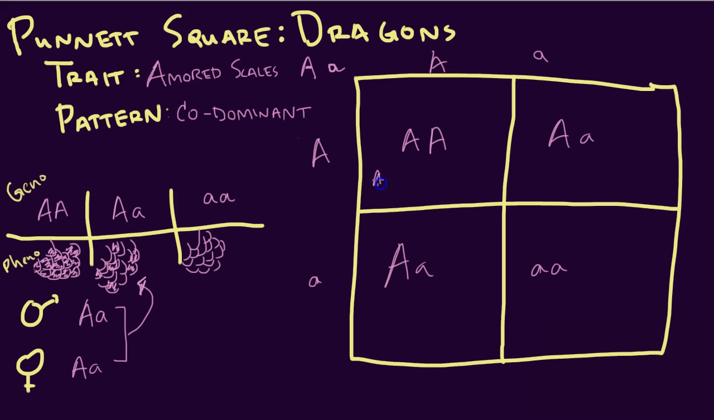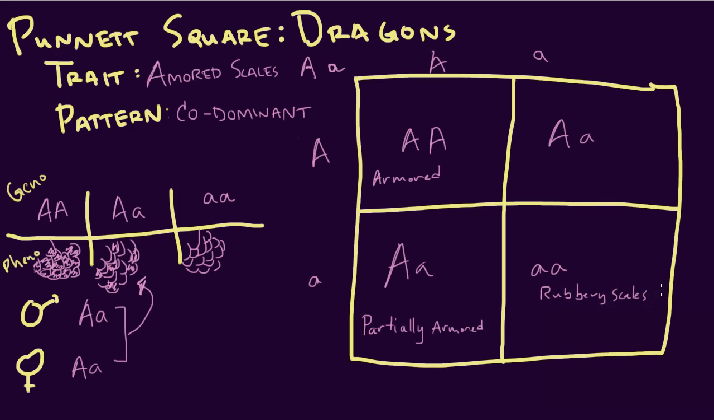Here we're going to have all armored scaling. Capital A, little a, we found out, is we're going to have this sort of calico pattern where it's going to be partially armored, partially not. So we'll call that partially armored. And then little a is all rubbery scales.